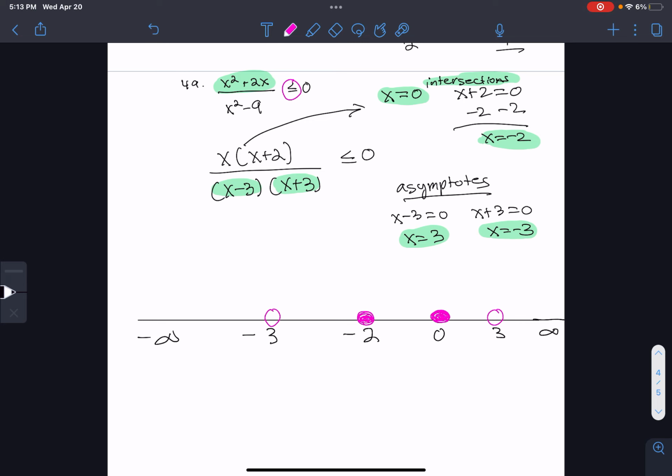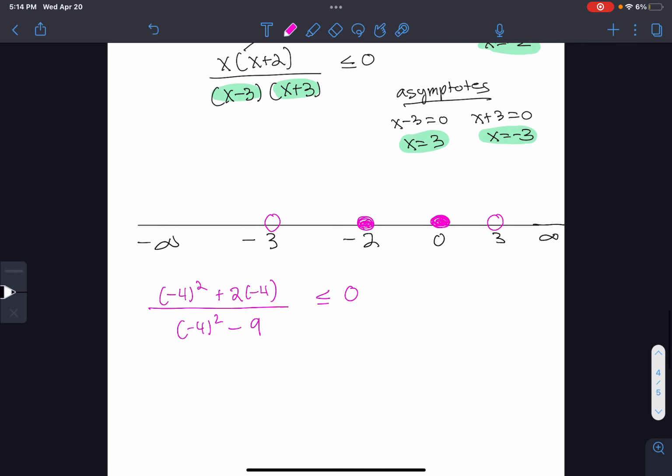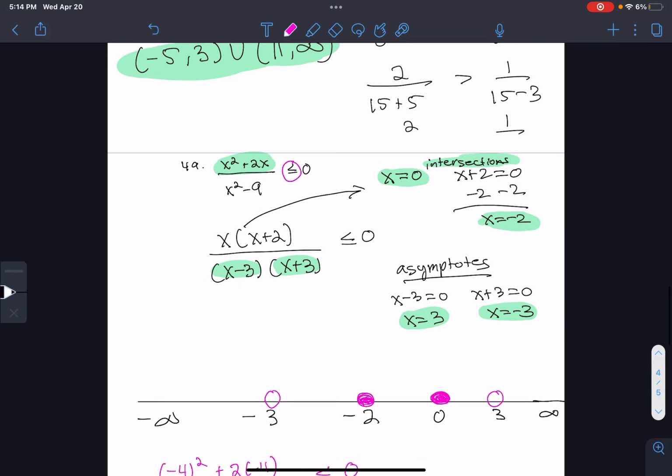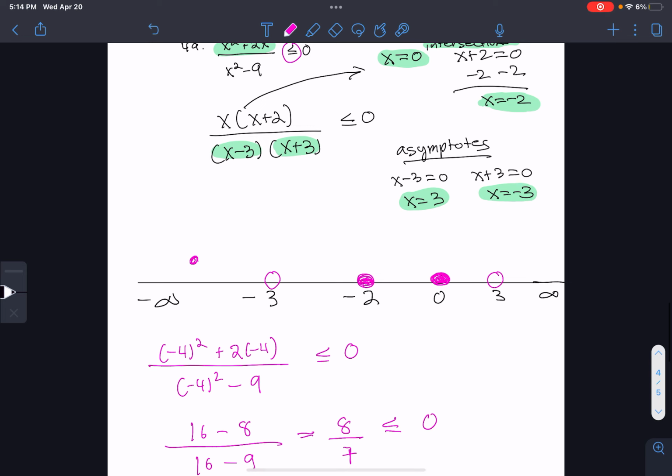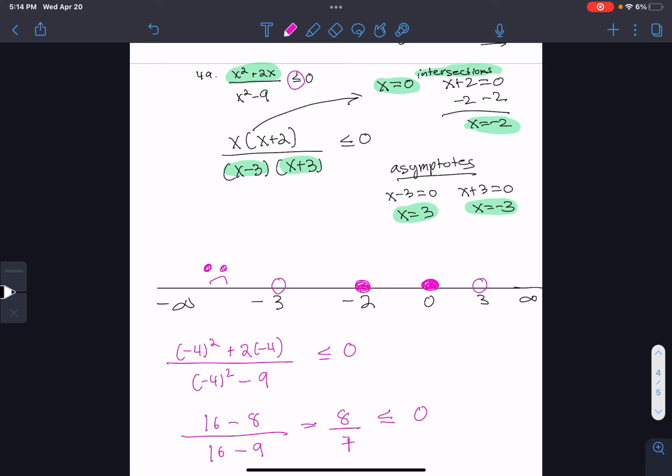The first interval is between negative infinity and negative 3. Let's pick negative 4. Negative 4 squared plus 2 times negative 4, over negative 4 squared minus 9. Is this less than or equal to 0? So 16 minus 8 over 16 minus 9. This is 8 over 7, which is definitely not less than or equal to 0. So this will fail, because remember, at the beginning of the problem, we want our expression to be less than or equal to 0.